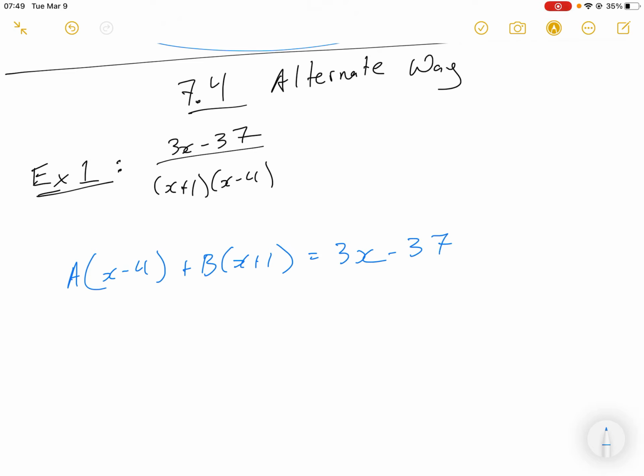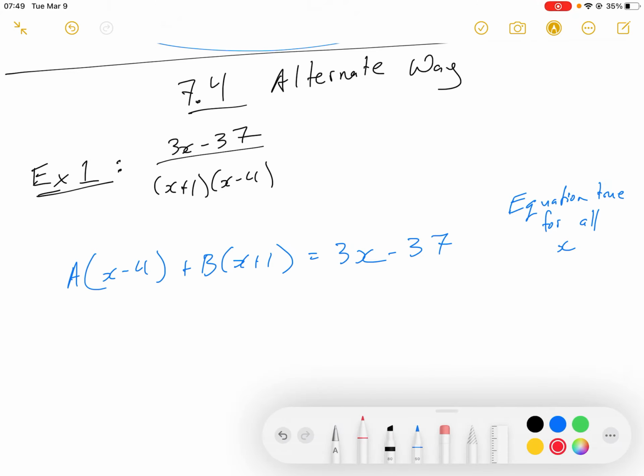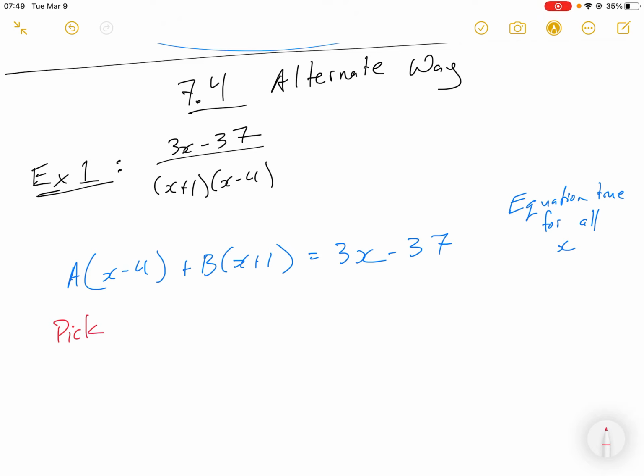Now instead of distributing, I know this equation has to be true for all x. Otherwise it wouldn't make any sense. This has to be true for every single x. So what I'm going to do is pick some strategic x values. I'm going to pick the zeros of each of these factors, and I'll show you why in just a moment. So I'm going to pick x equals 4 and x equals negative 1.